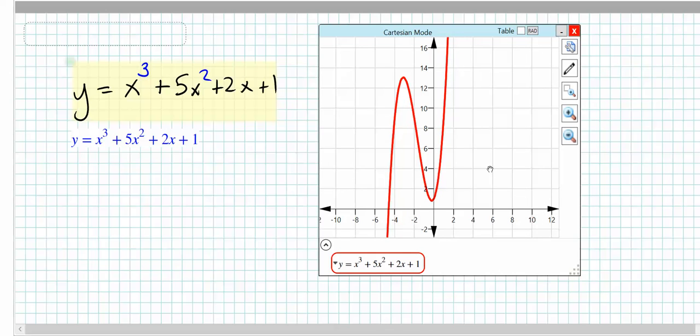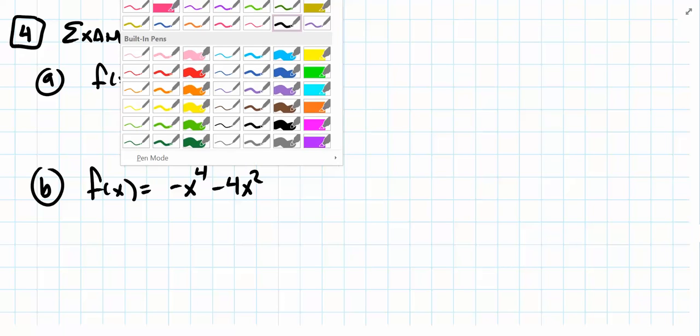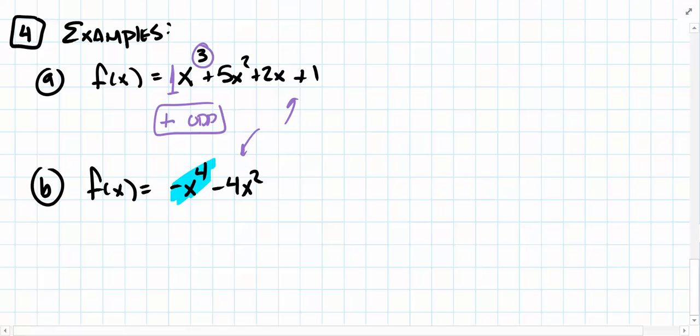So the end behavior is going up on the right and going down on the left. We're going to talk about that middle stuff in just a moment. Okay, example B, negative x to the fourth minus 4x squared. What do we have for the leading coefficient test? Well, let's look at the leading coefficient there. We're going to have negative and even.